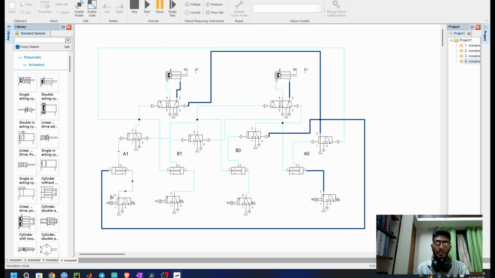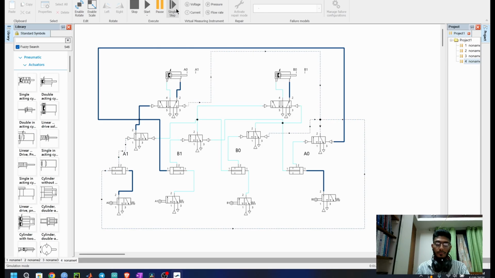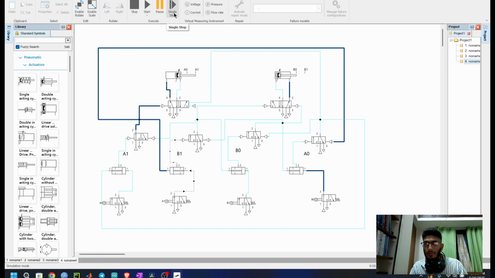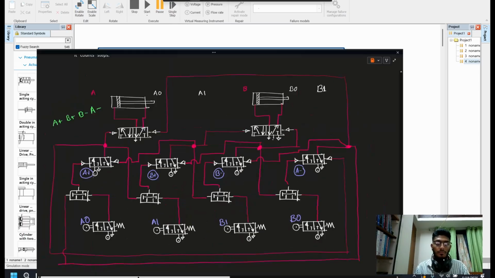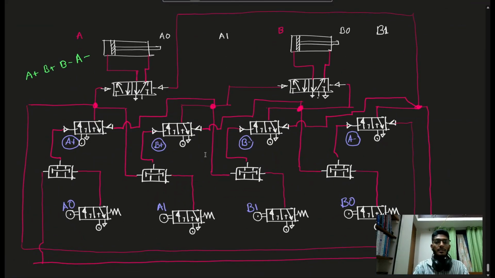Because of A0, this 3 by 2 DCV limit switch will sense that, a flow will go here. There is already flow on the left side of this AND valve. Ultimately, another flow will go here, and this 3 by 2's left side will actuate, and A1 will initiate again. See, A1 is happening. So this is the overall solution. I hope you can memorize these steps.